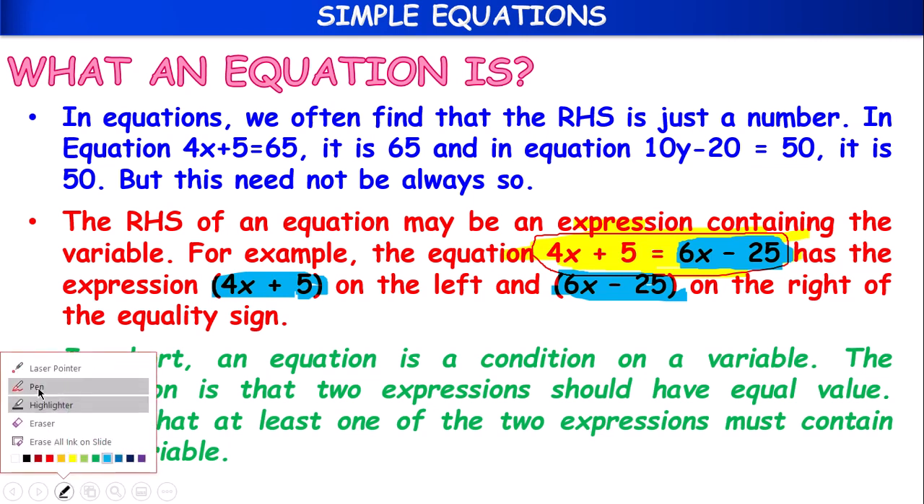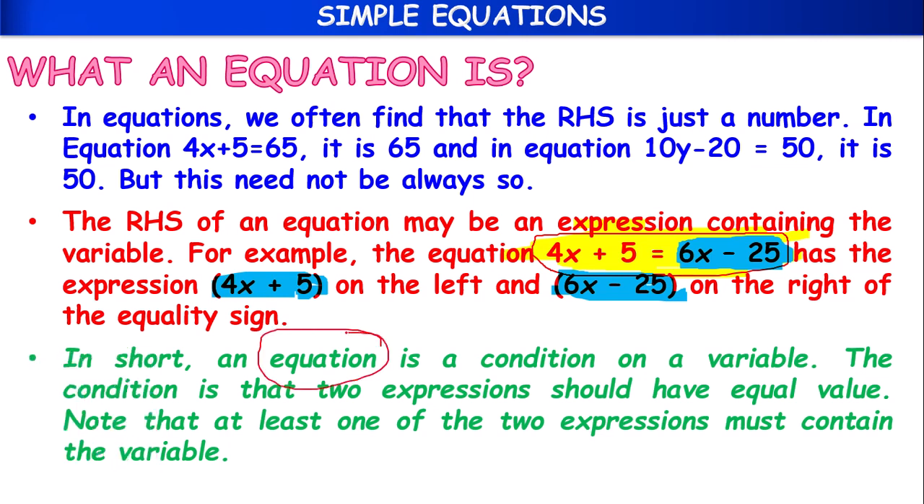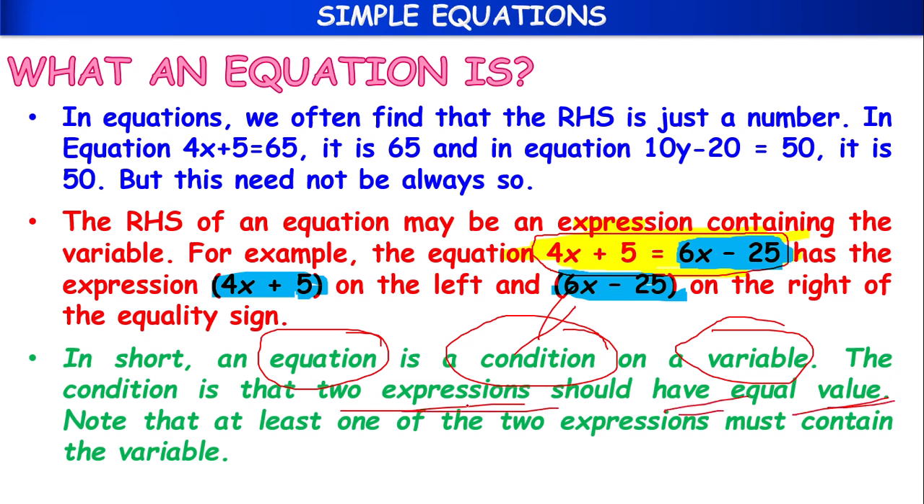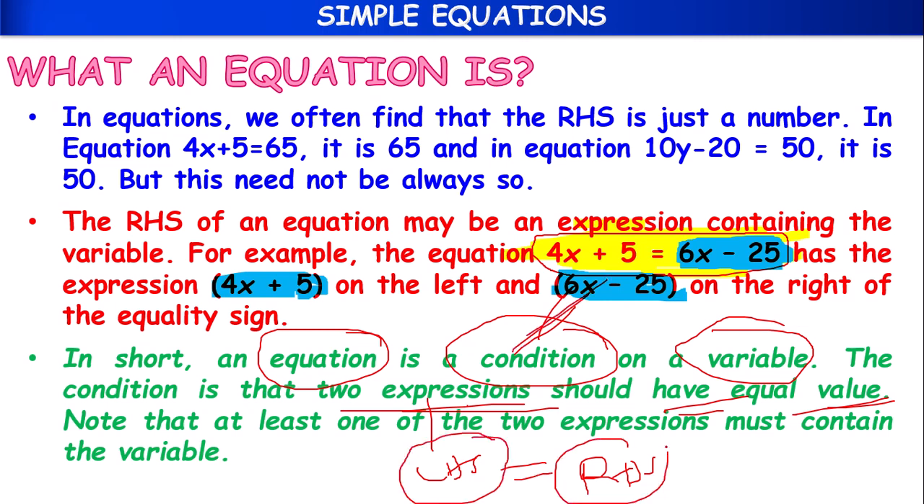So an equation means it is a condition on a variable. What is the condition? That two expressions should have the same value. Which two expressions? The expression on the left hand side and the expression on the right hand side should both have the same value. That condition, consisting of a variable either on LHS or on RHS or on both sides, will be called an equation.